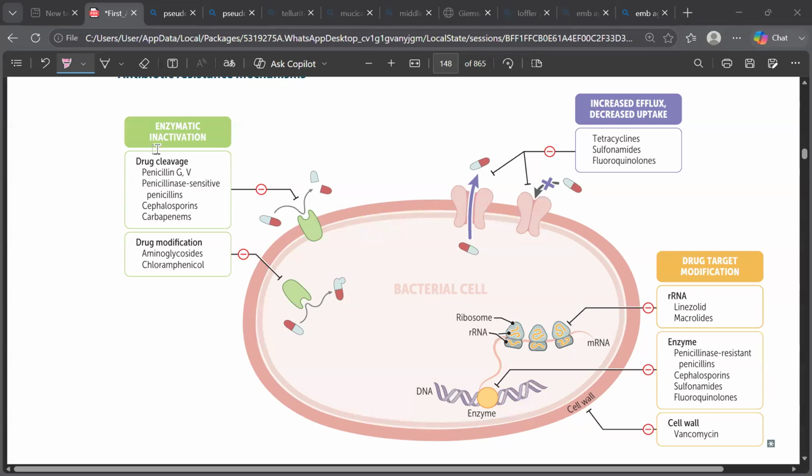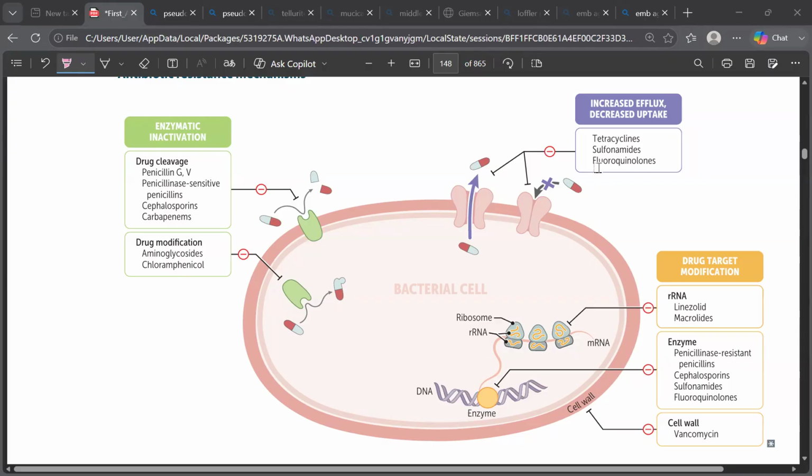So the first mechanism of antibiotic resistance is enzymatic inactivation. There is drug cleavage by this protein, specifically of penicillin G, penicillinase-sensitive penicillins, cephalosporins, and carbapenems. The drug modifications are done for aminoglycosides and chloramphenicol inside the cell. So when you give penicillins and cephalosporins, they are basically cleaved, and when you give aminoglycosides and chloramphenicol to these resistant organisms, they are just modified.